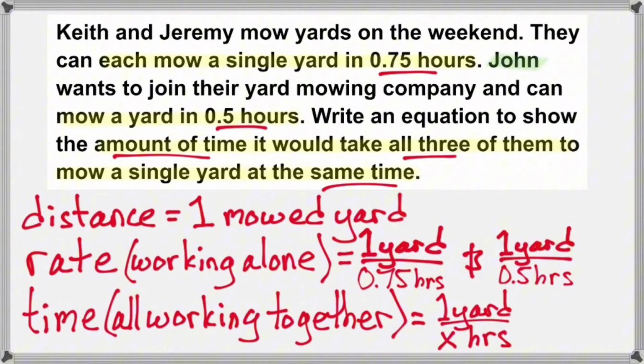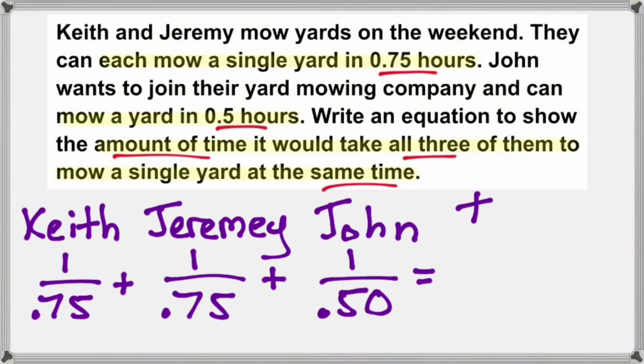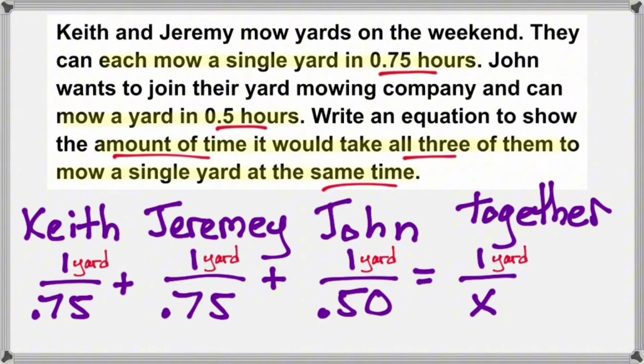Let's go ahead and set things up, and then hopefully that will give you a little more clarity. You can make Keith his own fraction of 1 over 0.75, Jeremy the same thing, and John going a little faster with mowing the yard, 1 over 0.5. Adding all of their contributions to the work together, they are going to mow 1 yard in X hours. We don't know what X is. We don't know how fast they can mow the yard working together. That is what the question is asking at the end: how long does it take all 3 of them to mow a single yard at the same time?